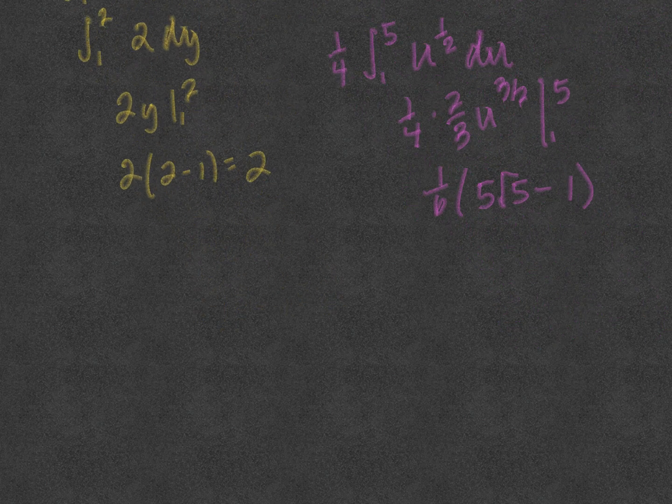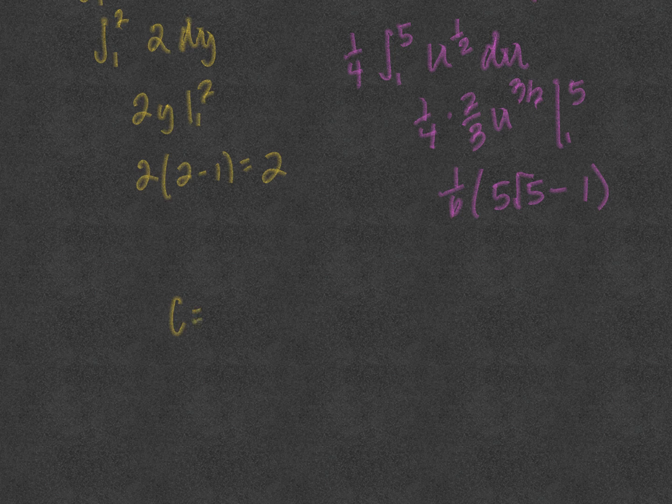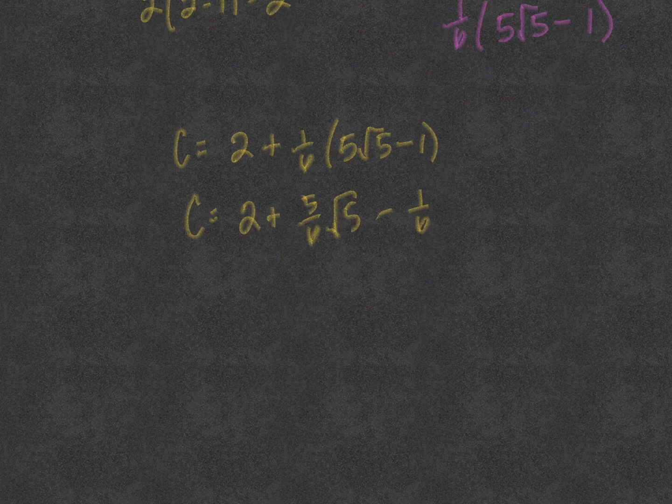So that means our total line integral is 2 plus 1/6 times 5 square root of 5 minus 1. You should always combine like terms. So we have 2 plus 5 over 6 square root of 5 minus 1 over 6. So 2 minus 1 over 6 is 11 over 6, plus 5 over 6 square root of 5. All right, so the piecewise functions aren't too bad. It's just doing them in pieces and paying attention to which parameter is going to work best for you.